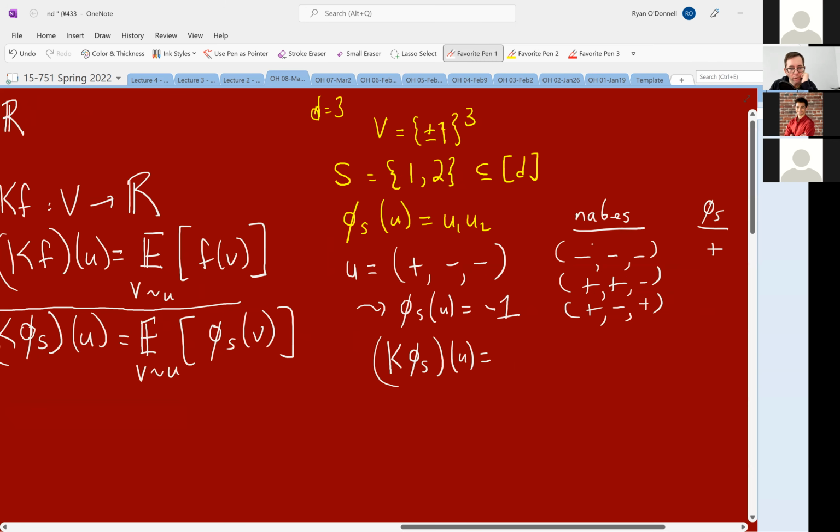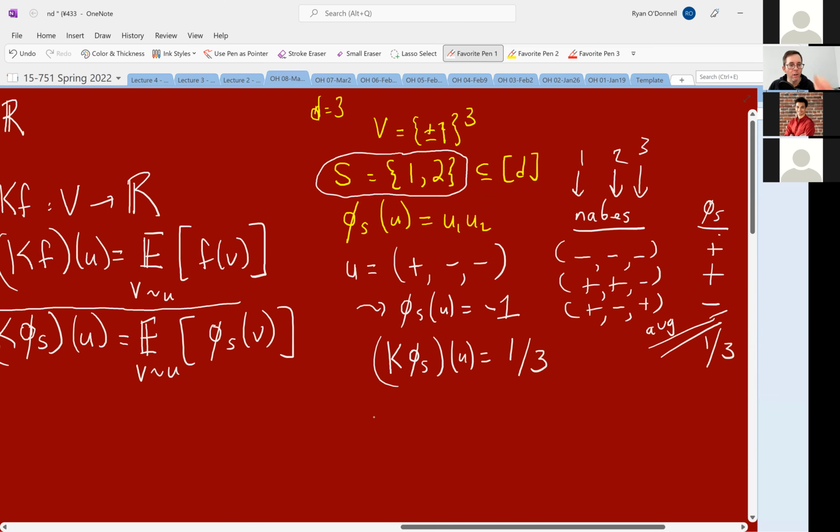Sorry, I wasn't paying attention when you defined S. Is that the first and second numbers, what are we indexing by? Oh yeah, this is 1, this is 2, and this is 3. So then the next one will be plus, and the one after that will be minus. Right, okay. And if we average these up, we get a third, 1/3. Yep. So in this very specific case, the function value is a third.